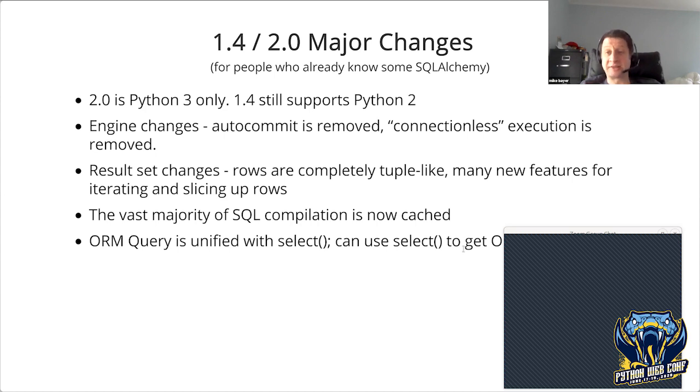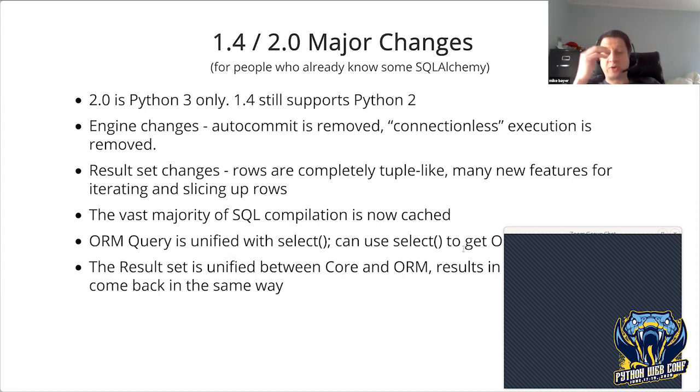But technically ORM query won't be needed. You can use selects. And then also when you use selects and use all the new style, you get back result sets for both core and ORM queries and all of the same ability to slice up rows and uniquify them or get certain columns only, get scalars. There's been a lot of requests for more flexibility in how ORM results are returned, so this will give it to you.